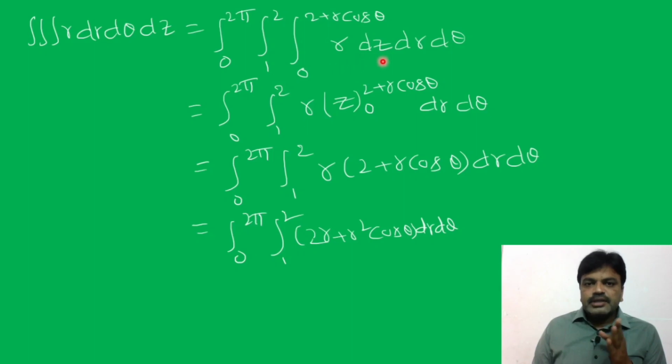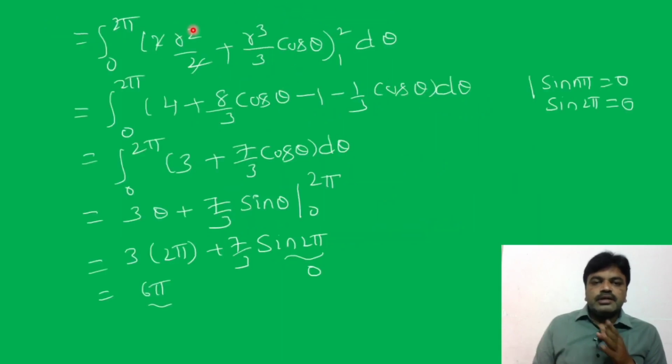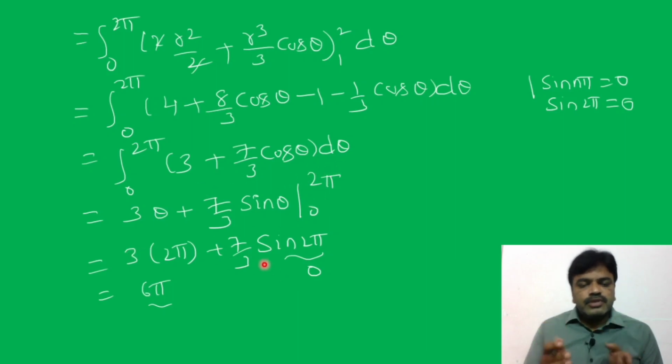Integrate with respect to z, substitute the upper limit and lower limit, and then integrate with respect to r, substitute lower limit and upper limit, and we get these terms in terms of θ and constants. Simply integrate with respect to θ, substitute upper limit and lower limit, and we get the value 6π. 6π is the volume of the bounded region.